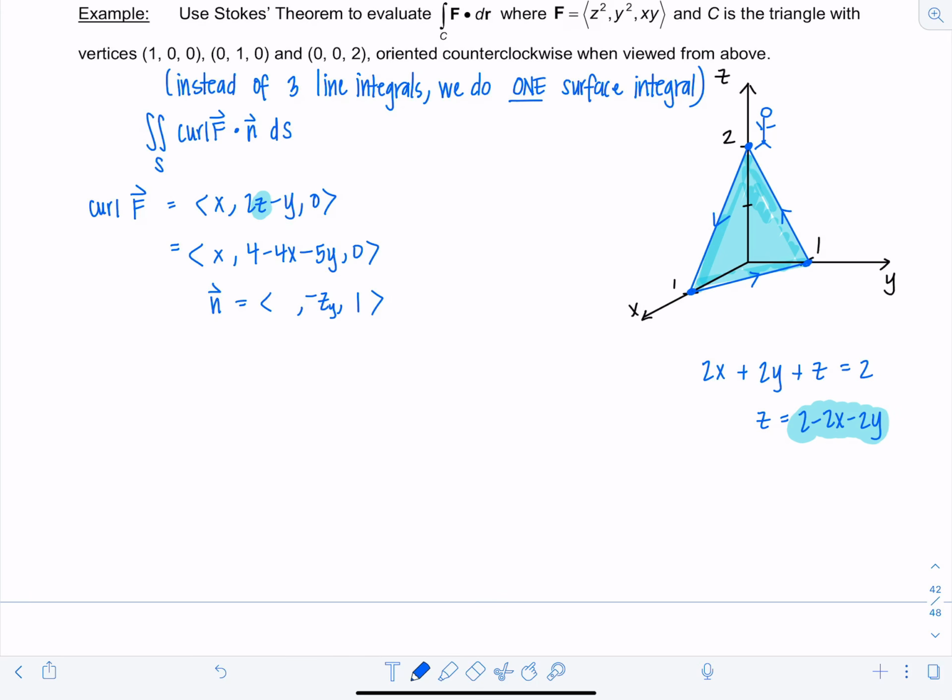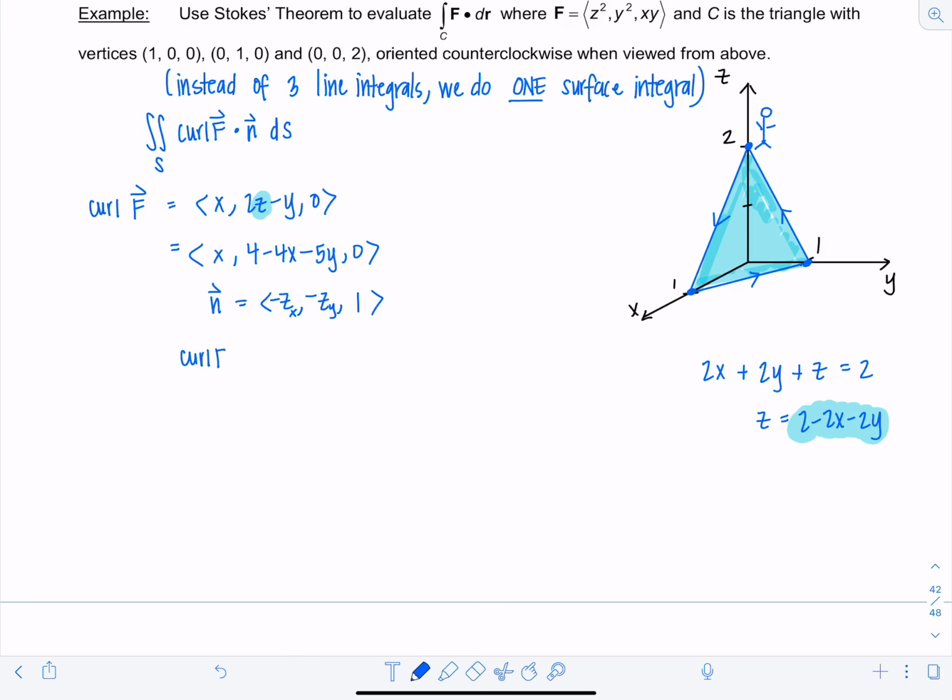Negative partial with respect to y, negative partial with respect to x. You could also use the right-hand rule, curl your fingers in the direction of the arrows on the curve, and you can see that your thumb points upward. So the z component should be positive for that normal.